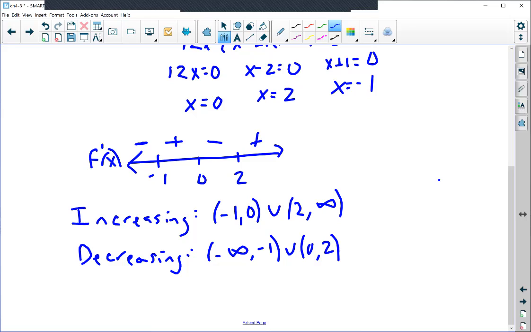Oh, Mr. Gingrich, that's easy. Good. Wait until we throw some different functions at you, then you can complain.